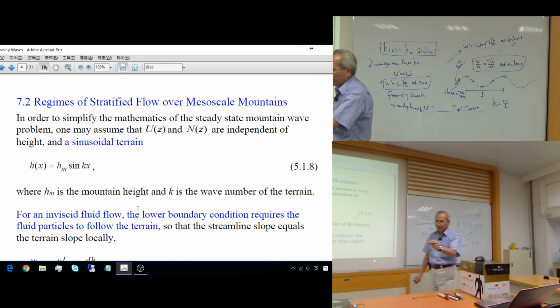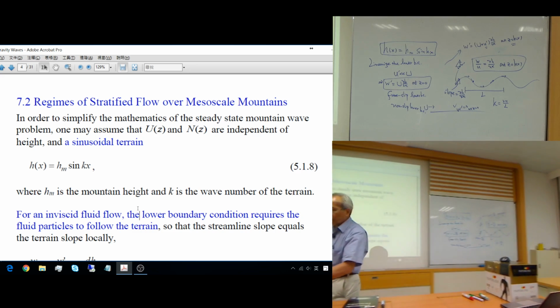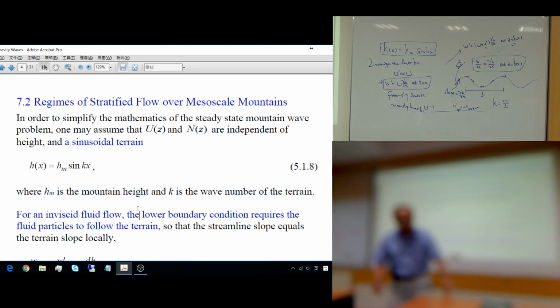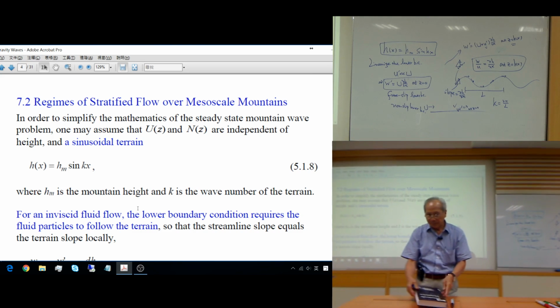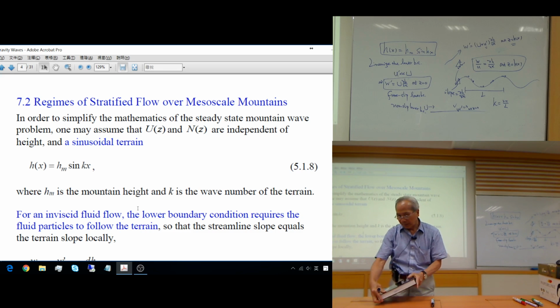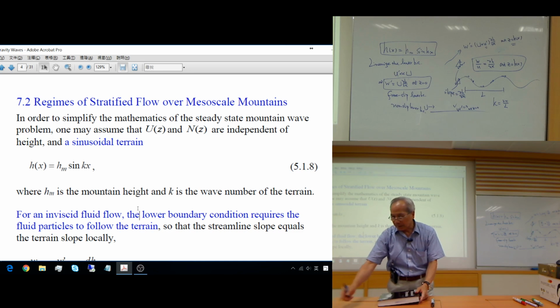Non-slip means you have friction. So when you have friction on the mountain slope, even on a flat surface, your U is always equal to 0 at the lower boundary. You cannot have free slip, the flow going freely over. In that case, it's more complicated.